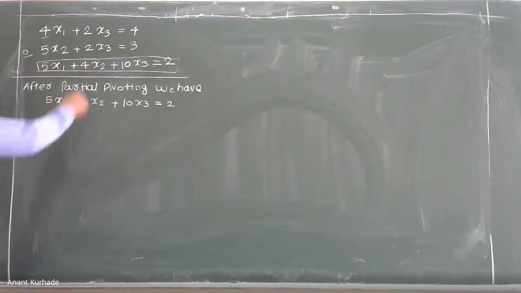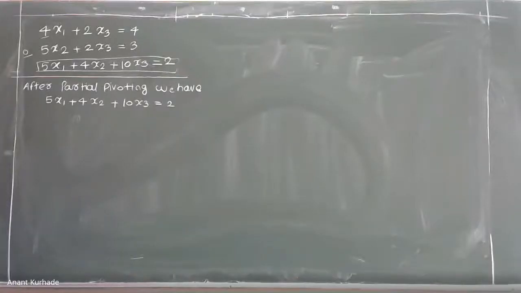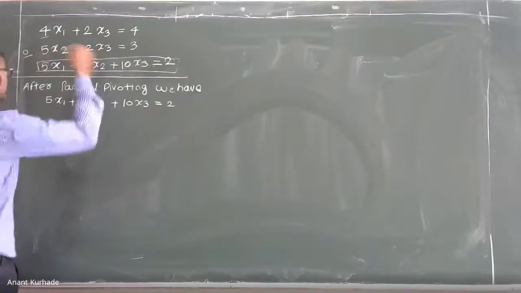And from equation 2, the coefficient of x2 is 5, so that should be the maximum. Between 0 and 5, 5 is the maximum. So that equation goes in the second place.